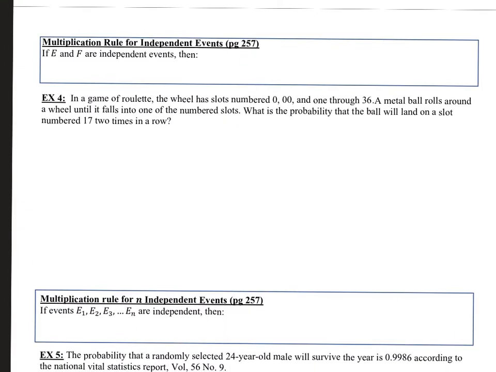Well, let's take a look at the multiplication rule. If E and F are independent events, they have to be independent, note, then the probability of observing E and F is going to be the probability of E times the probability of F.